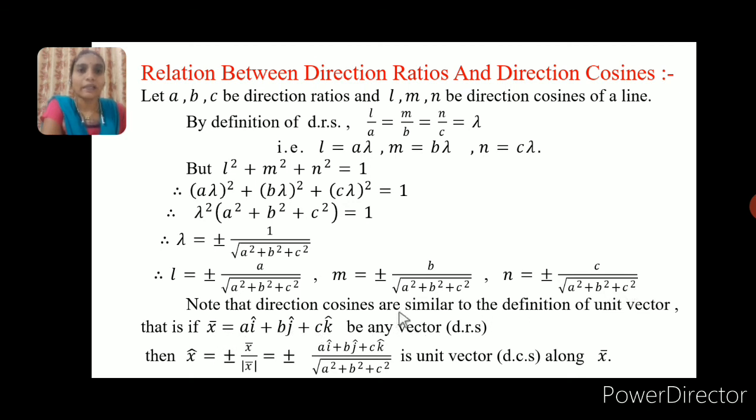Note that direction cosines are similar to the definition of unit vector. That is, if x bar is equal to a i cap plus b j cap plus c k cap be any vector, then x cap is equal to plus minus x bar upon magnitude of x bar, which is equal to plus minus (a i cap plus b j cap plus c k cap) divided by under root a square plus b square plus c square, the unit vector along x bar.